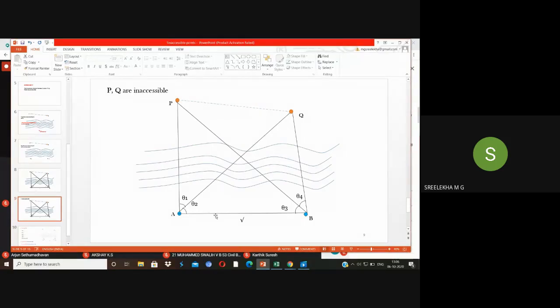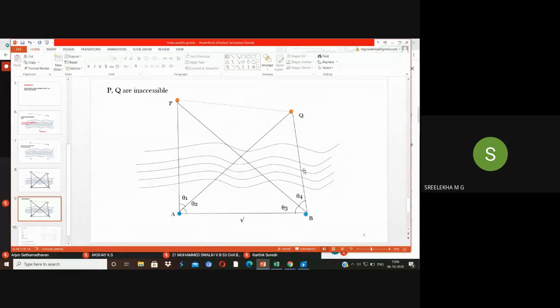Then again, sight the next point Q, note the vernier readings. Finally, close to the point A. Now, if your reading is 360 degree, that means there is no error. If it is not 360 degree, that means there is some error. You will have to distribute that. And now, this is one face only.